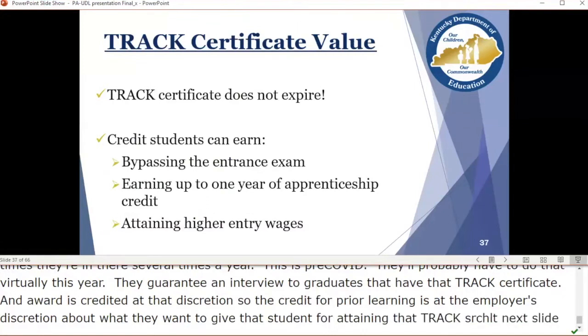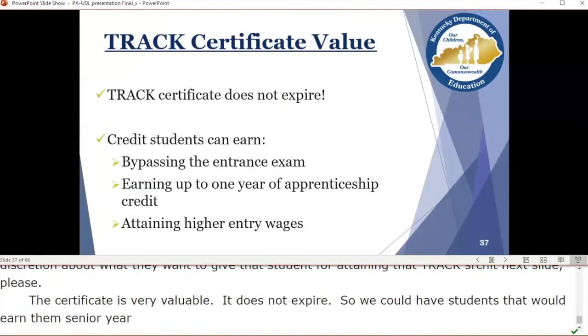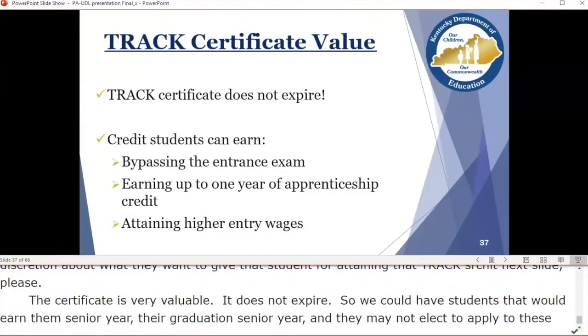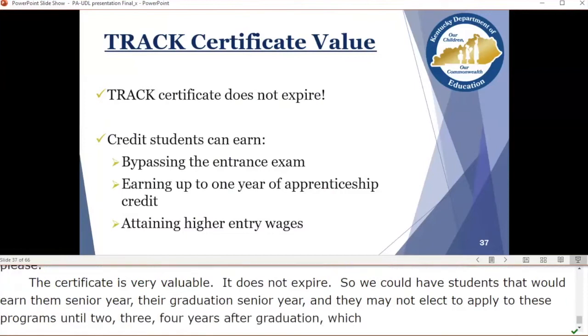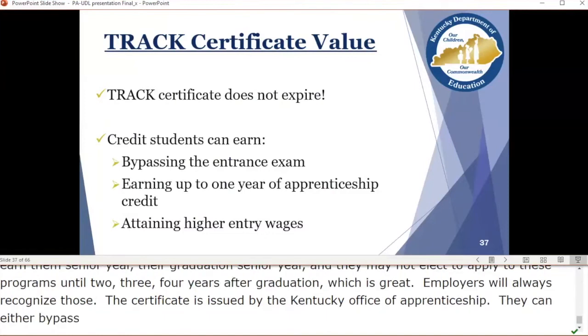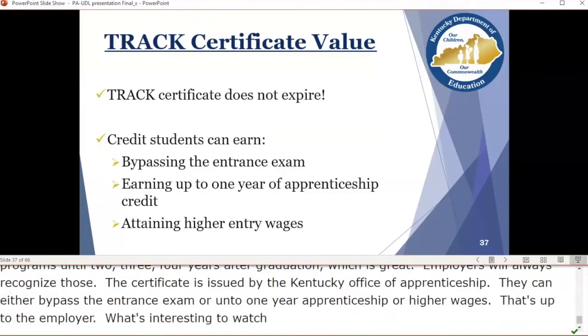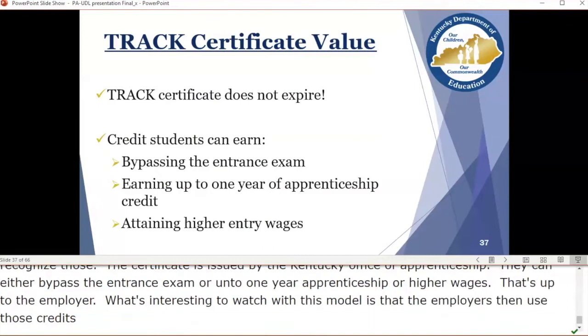The certificate is very valuable. It does not expire. So we could have students that earn it senior year, which is their graduation year, and they may not elect to apply to these programs until 2, 3, or 4 years after graduation, which is great. The employers will always recognize those. The certificate is issued by the Kentucky Office of Apprenticeship. So the students can either bypass the entrance exam, earn up to 1 year of apprenticeship credit, or attain higher entry wages. That is, again, up to the employer. But what's been interesting to watch with this model is that the employers then use those credits to recruit students. That's how they're recruiting against each other if they are in the same program areas.